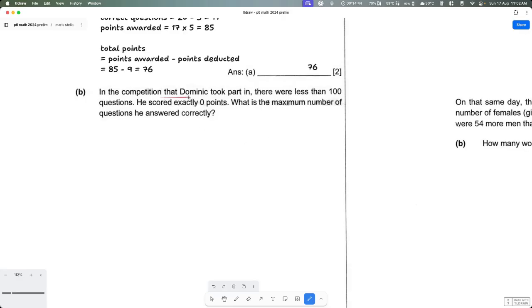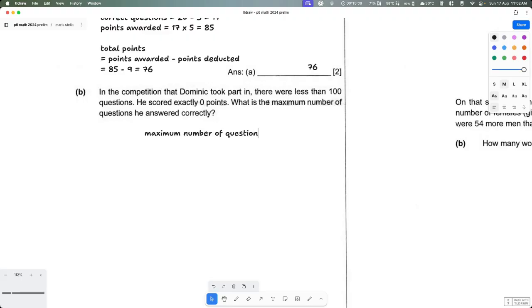In the competition that Dominic took part in, there were less than 100 questions. He scored exactly 0 points. What is the maximum number of questions he answered correctly? So there were less than 100 questions. Maximum number of questions, right? Correct questions. Okay, so we want to know what is the number, and less than 100 questions.